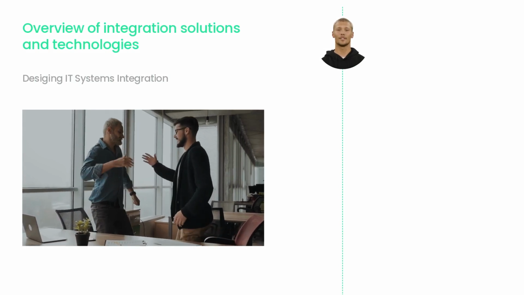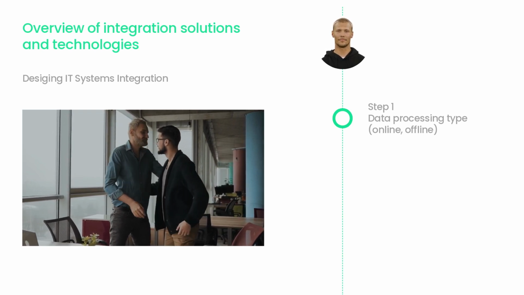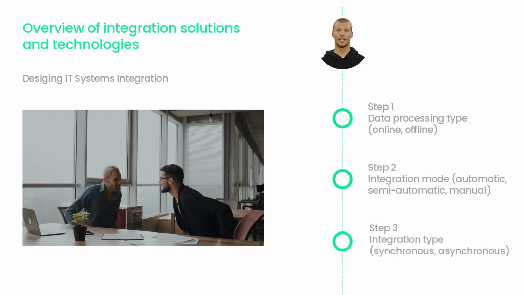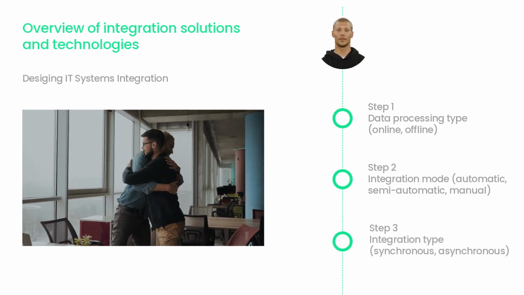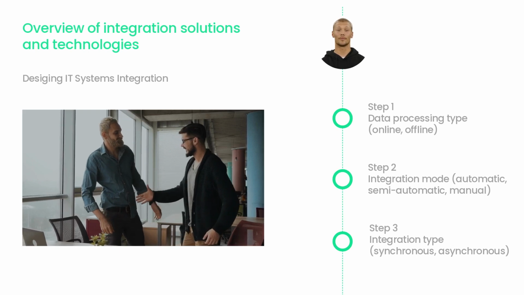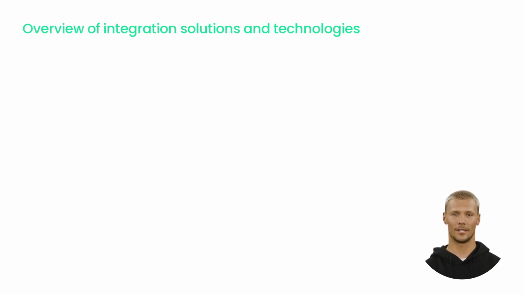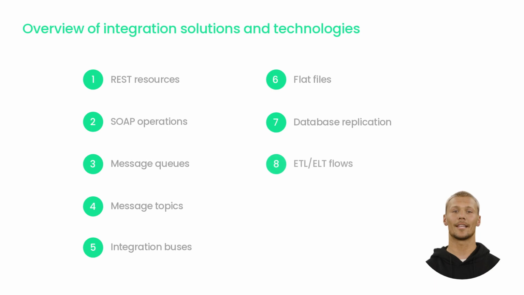Integration solutions and technologies must be selected after determining the data processing type, online or offline, integration mode, automatic, semi-automatic, or manual, and integration type, synchronous or asynchronous. One of the mistakes made when designing integration is choosing an integration solution and technology before determining functional, non-functional, or business requirements. The most popular integration solutions and technologies are REST resources, SOAP operations, message queues, message topics, integration buses, flat files, database replication, ETLs, and ELT flows.